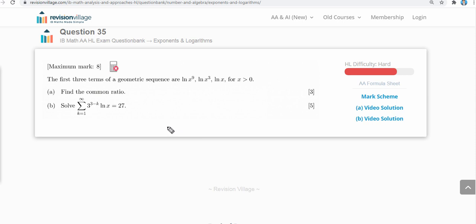Alright, so let's move on to this question. It's a hard difficulty level question. It says the first three terms of a geometric sequence are (ln x)^9, (ln x)^3, and ln x, and we have to work out the common ratio. So it's quite simple.